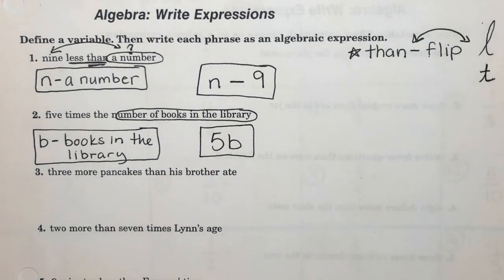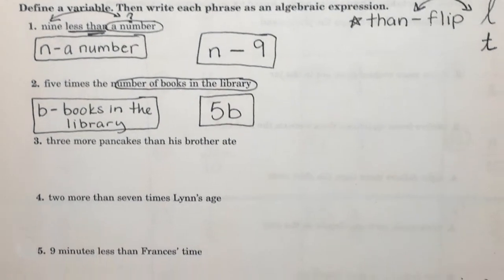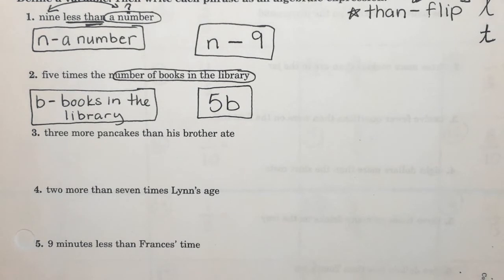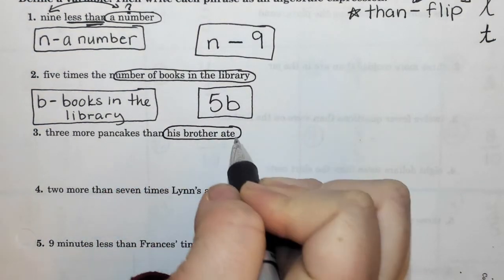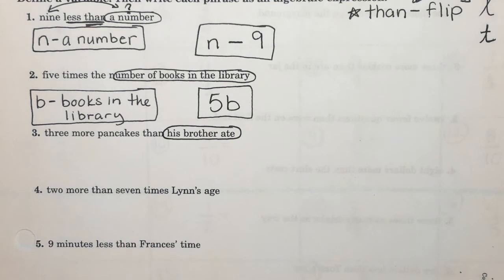All right. Number 3 says 3 more pancakes than his brother ate. 3 more pancakes than his brother ate. What information am I missing here? Connor Cannell? The number of pancakes the brother ate. Yeah, his brother ate. I don't know how many pancakes his brother ate. Do I know how many pancakes I ate? Yeah. Okay, so we do want to be specific here. Ms. Donahue came and asked me earlier, why am I not just using P for pancakes? Well, because I know how many pancakes I ate. I don't know how many pancakes my brother ate, and we don't know what we're finding the answer to. We're just writing an expression.